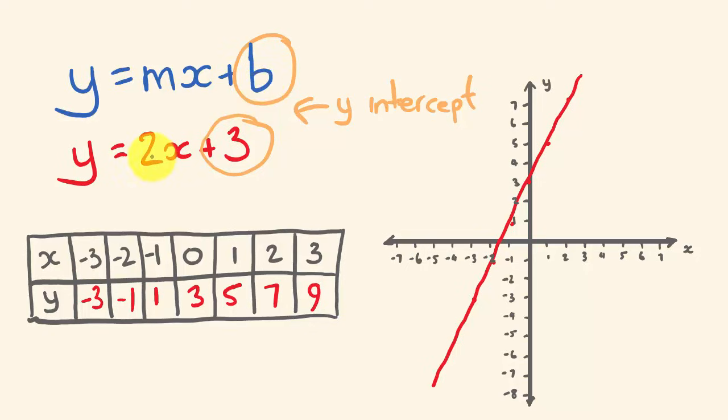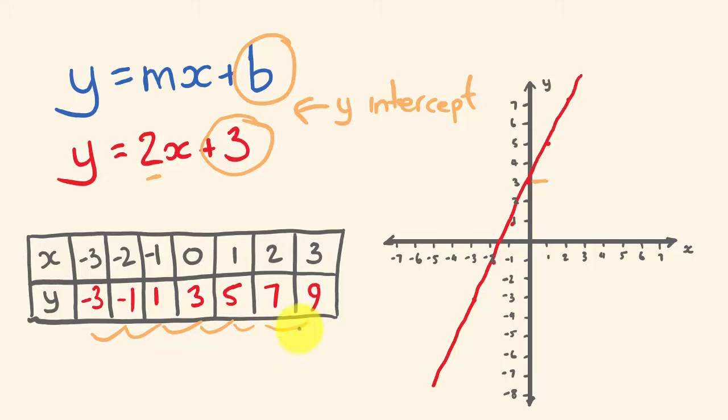The other thing we can see here is this number here, this coefficient here. And what that does is that tells us how steep the graph is. Okay, so you're going to notice this 2 here. Well, as we go across 1, we're going up each time here by 2.